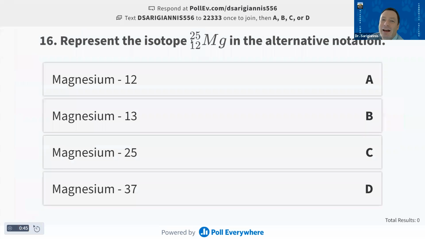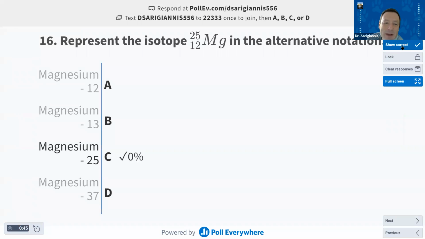Oh, yeah, see, I figured out how to do it by then. We already did this one. I'm not going to bother. Magnesium 25, that's the one that we did. Let's go to the next one here.